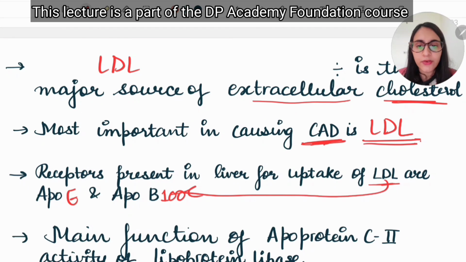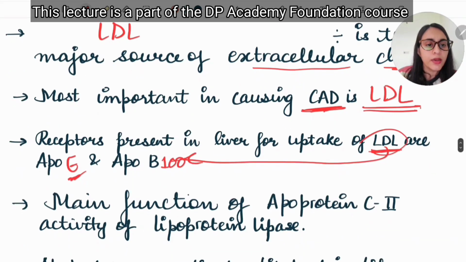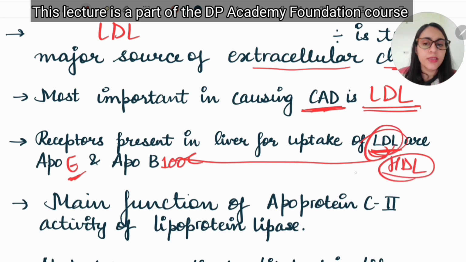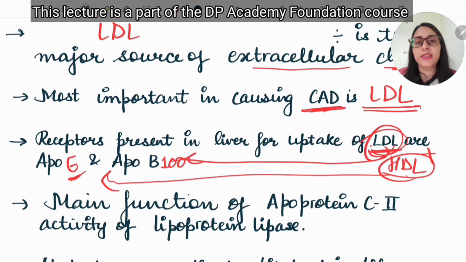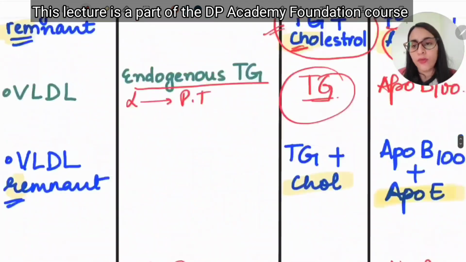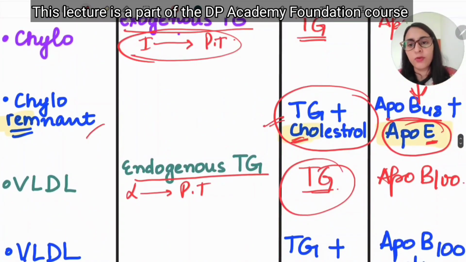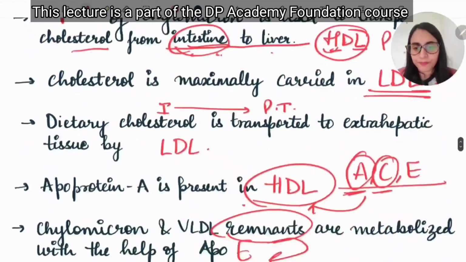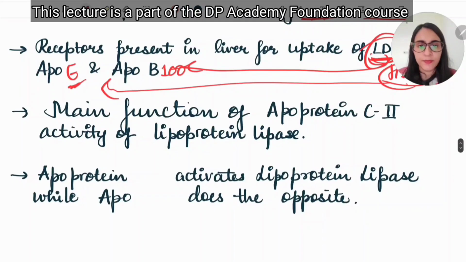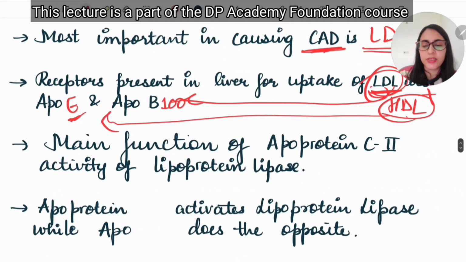So for LDL we have B100, and ApoE is for the remnants. So remember, for the remnants we have ApoE. Apart from LDL and HDL, which have no remnants, all the others like remnant of VLDL and remnant of chylomicron have ApoE. So you need to memorize that table. There are so many questions that they ask from this table.